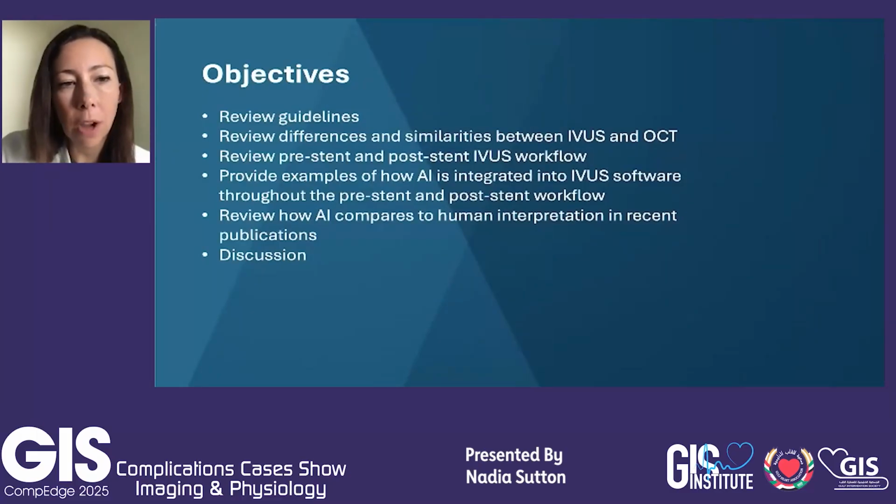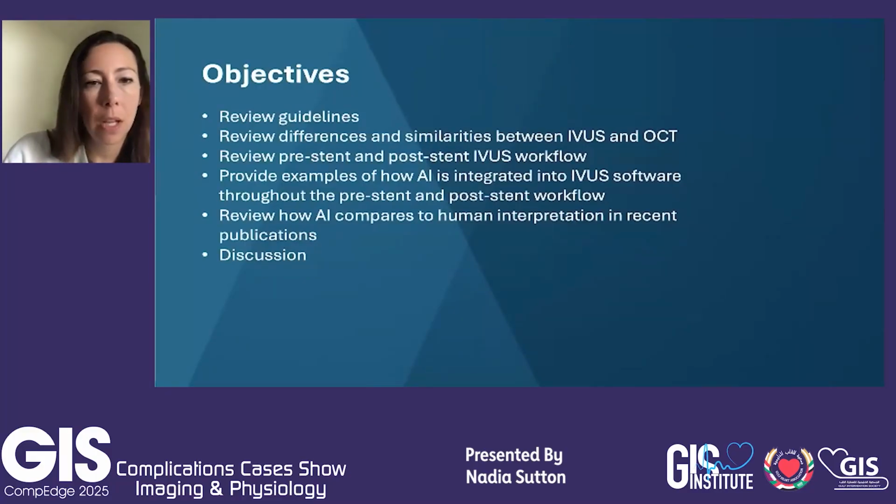And as we talk about this a little bit, I think it may become apparent to you that you may have been using AI and didn't even really realize it. I wanted to emphasize some of the aspects of the software and technologies that maybe are available to you, but we maybe underutilize. And then just to go over a few studies where AI was compared to human interpretation in recent publications, and then we'll have some additional time for discussion.